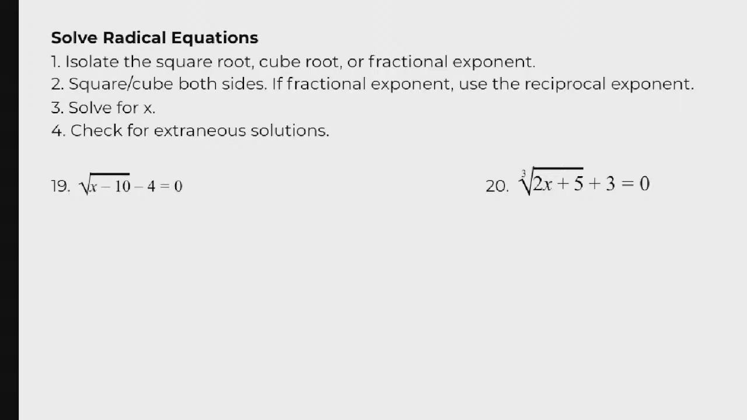Okay, for the last part of A5, we're going to solve radical equations. First we want to isolate the square root, cube root, or fractional exponent if possible. Square or cube both sides, or get rid of the fractional exponent by using the reciprocal. Then solve for x and then check for extraneous solutions.